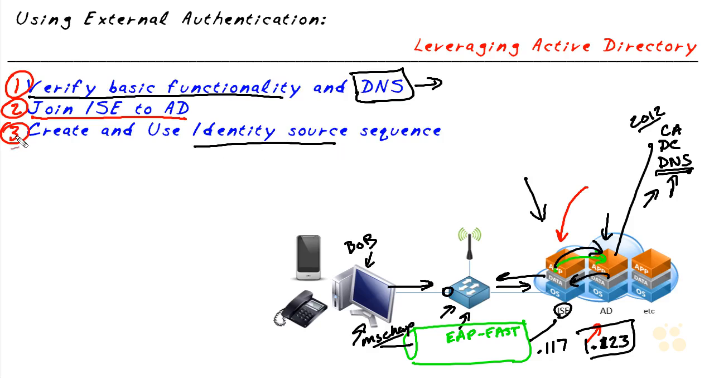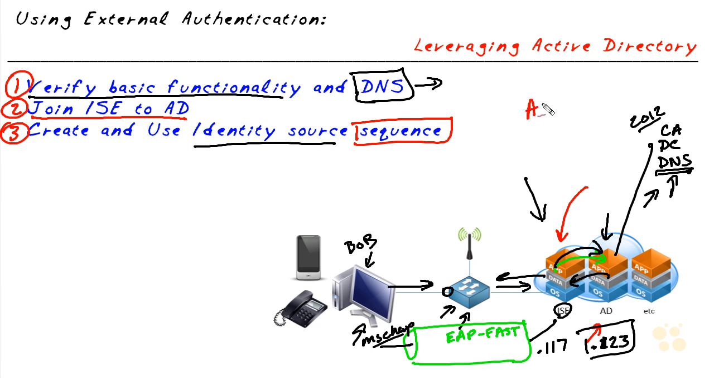And step 3 addresses a little challenge that we have, and that is the ISE server is using the local identity store for the authentication of users. We need to create an identity source sequence that says, hey, you know what, Mr. ISE, why don't we check with Active Directory as well before we give up? And we can have an order.